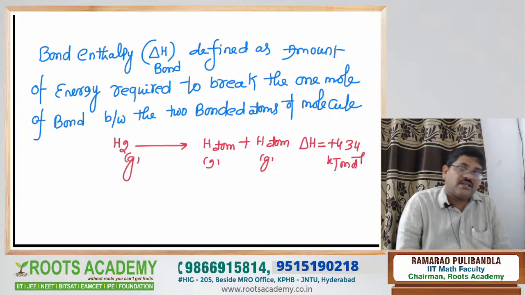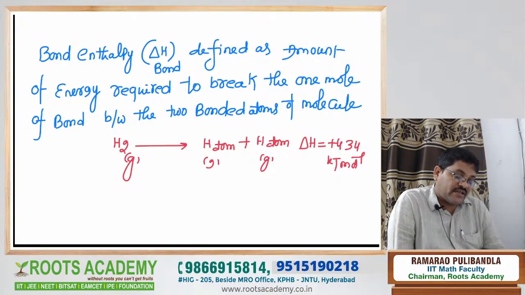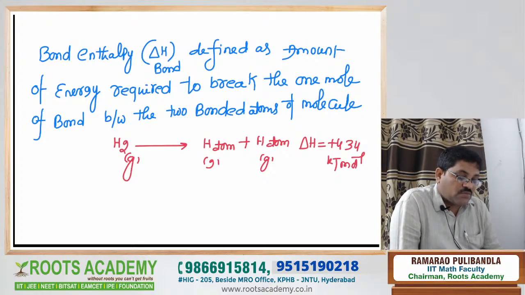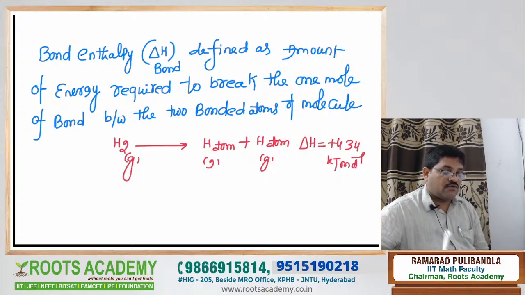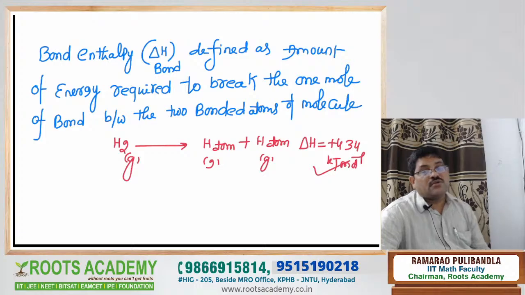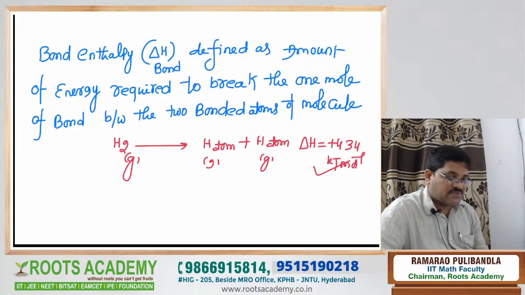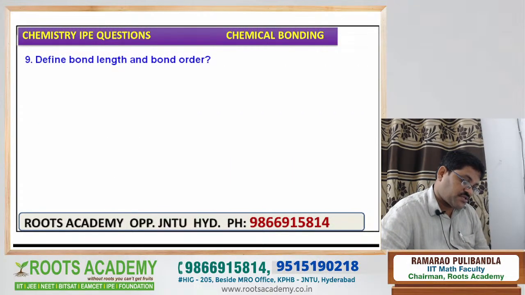How do you define bond enthalpy? Bond enthalpy is defined as the amount of energy required to break 1 mole of the bond between the 2 bonded atoms of the given molecule. One of the best examples is H2 gas, where the bond energy is 434 kilojoules per mole. Understood what I am saying? Very good. Now see the next one.